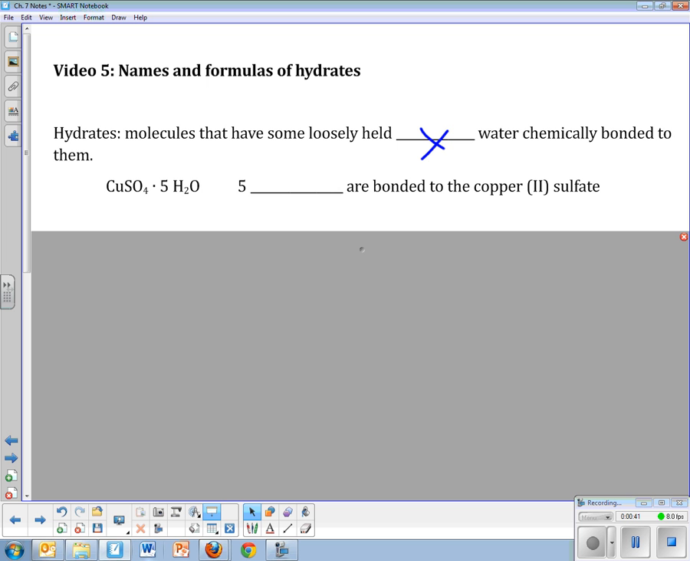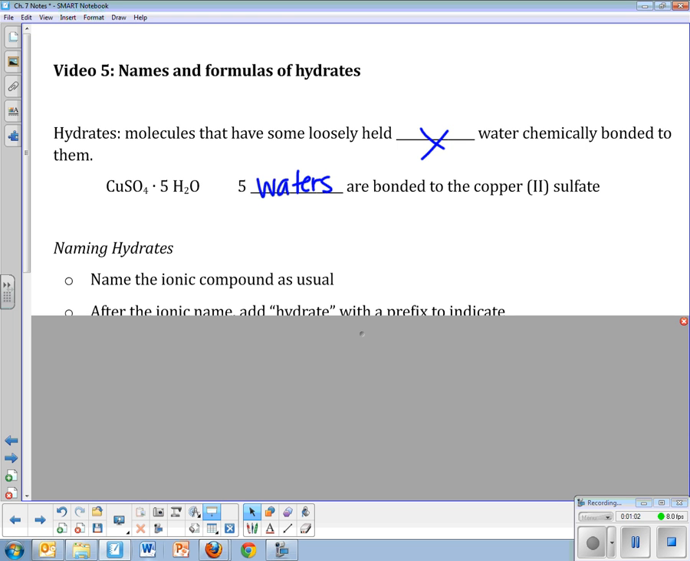So they're going to be written like this. You've got CuSO4, you'll see a little dot, and then a number for how many waters. So in this case, 5 H2Os. So that there are 5 waters that are bonded to this copper 2 sulfate.